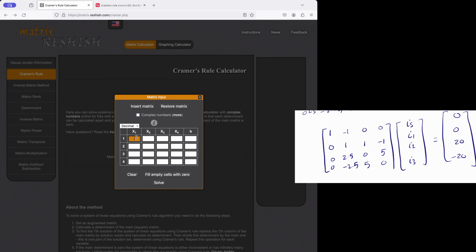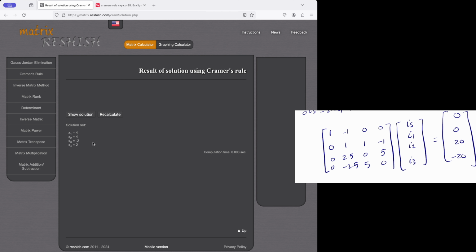So we have x1, x2, x3, x4. These stand for IS, I1, I2, I3. So I'll go ahead and type it for you. As you can see, I just wrote the first column of the first row that you see here, or column, sorry. And then this is the second one, which are these ones in here. And the B is the one that's different. The B is just the output in here, which is 0, 0, 20, -20. All you have to do is just click solve, and it will give you the solutions.